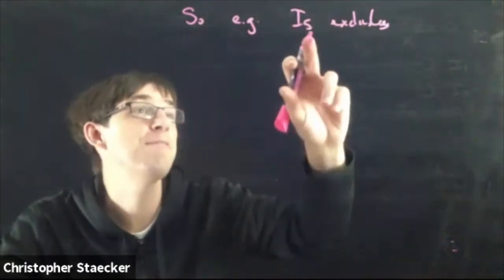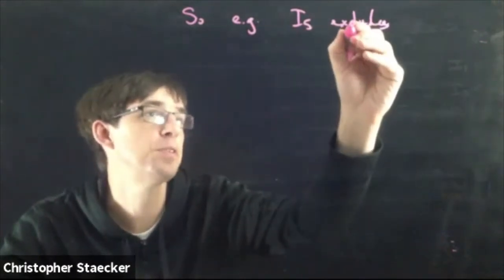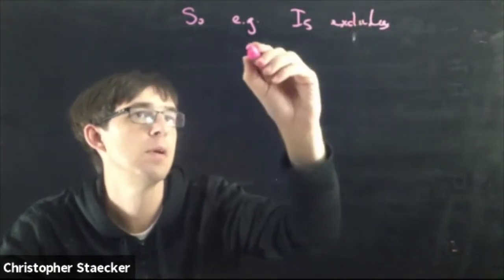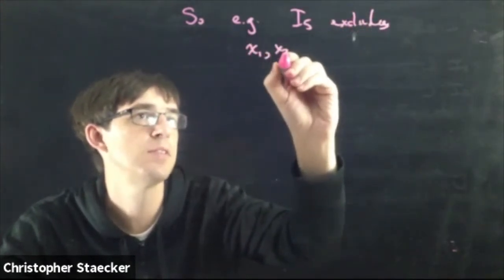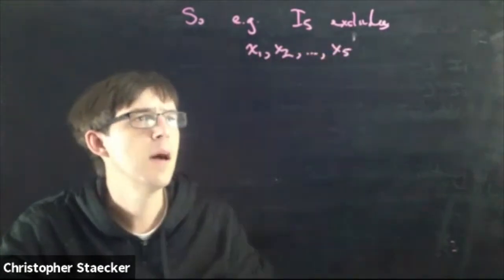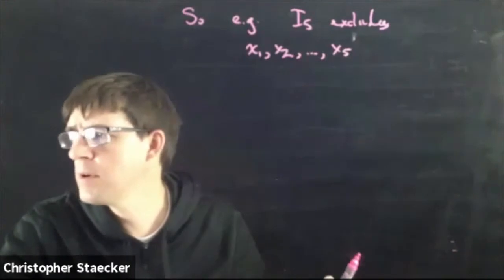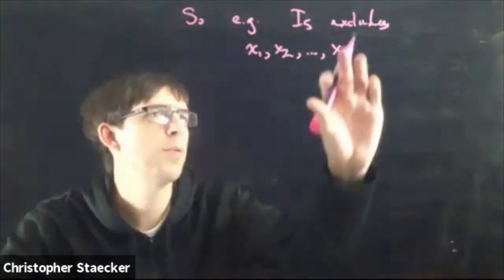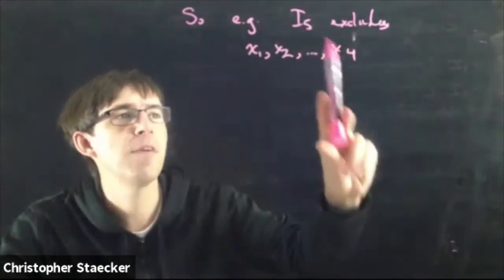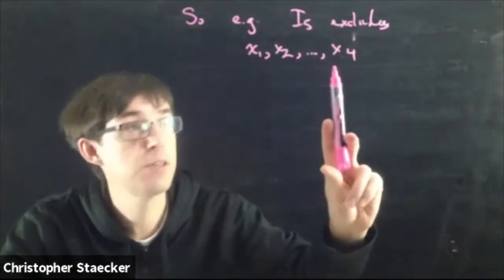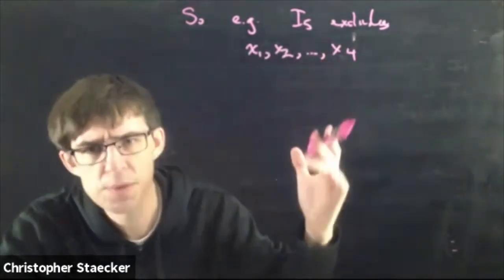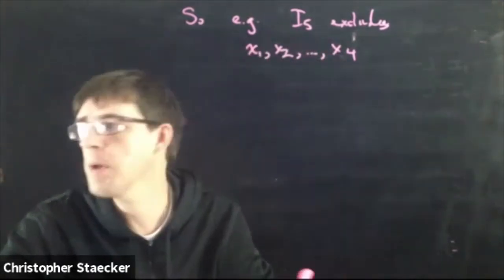Because of our construction, for example, I5 excludes x1, x2, all the way up to x4, the way that I did this. I5 was constructed in order to exclude x4, but it also excludes all the other ones because it's nested with the previous ones, and they excluded all the other ones too.